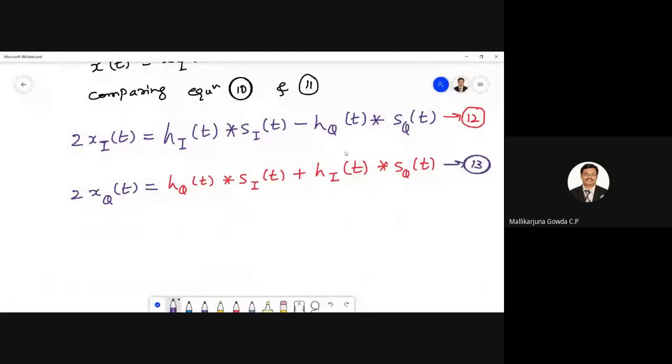Okay, so the first one is the in-phase component, and this one is the quadrature component. So what do you all infer from this? We came to know the expression for the in-phase component and quadrature component, xi of t and xq of t. So now, looking at this, I can put this in the form of a diagram also.